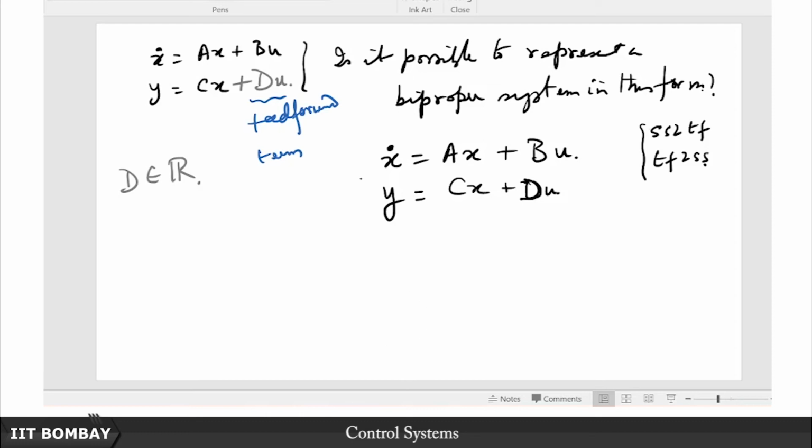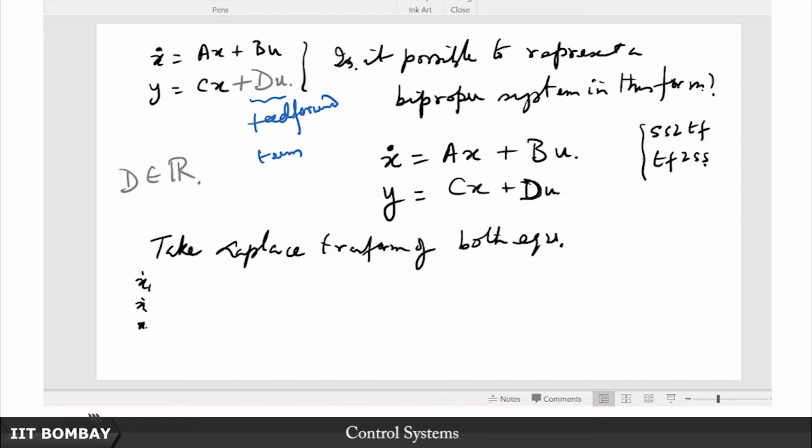Now let us get to the final point of this lecture, how to get from the state space to the transfer function. We have already seen how to get from transfer function to state space. So here is what we are going to do. Take the Laplace transform of both equations. So here you have, for example, x1 dot, x2 dot, x3 dot, like this till xn dot.